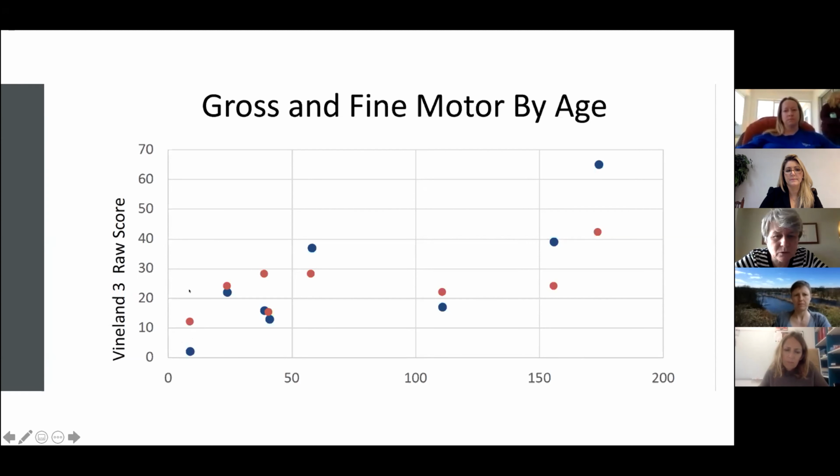None of these are in the normal range for age, but you can see that there is a slope upward. It's not amazing, and the kids do seem to plateau a little bit, but they do make some developmental progress with their gross and fine motor skills over time. But again, very abnormal for age.